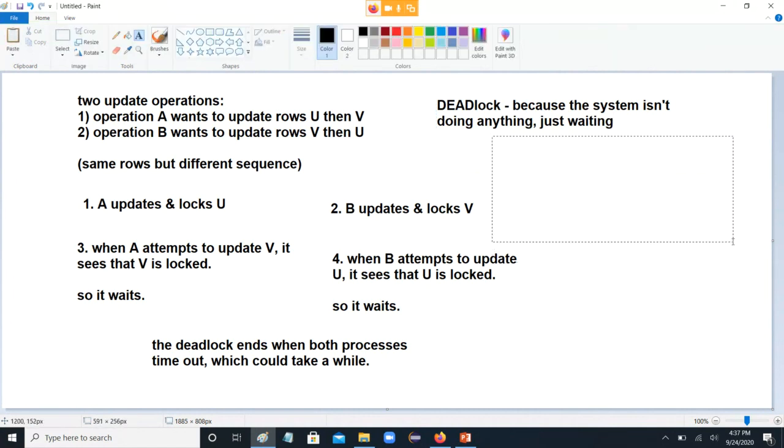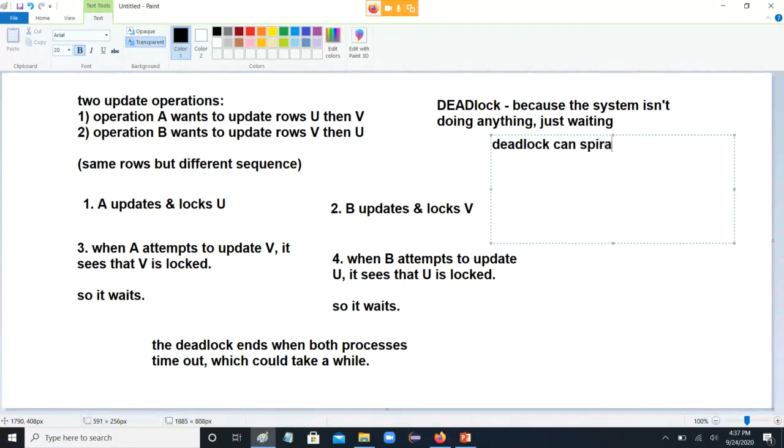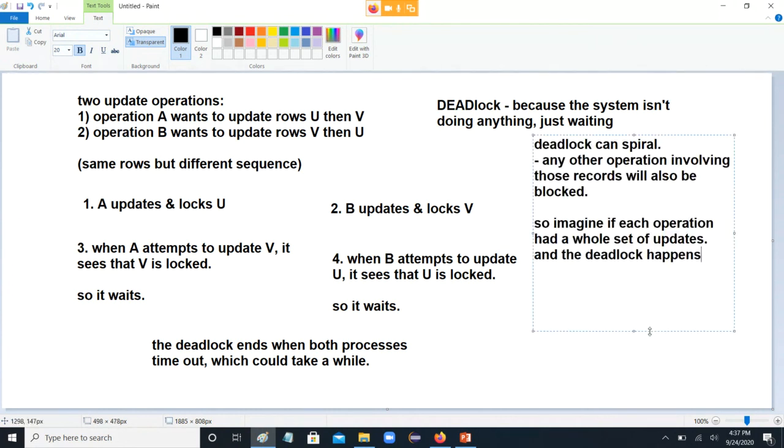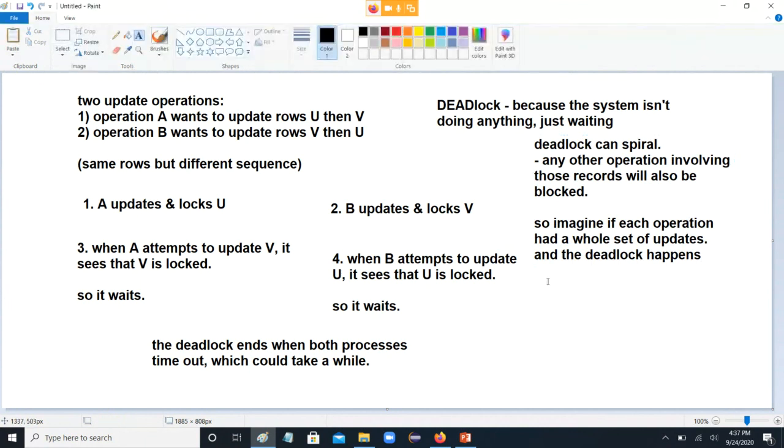Okay. And again, once you have deadlock, by the way, deadlock can spiral. If you think about this same thing, right? Once there's a deadlock happening, any other operation involving those records will also be blocked. So imagine if each operation had a whole set of updates, and the deadlock happens. Okay, then it's going to be pretty bad. All right, pretty soon your whole database will get locked up. Okay, so that's the problem. That's how deadlock can happen, and it is a serious problem, especially at scale.